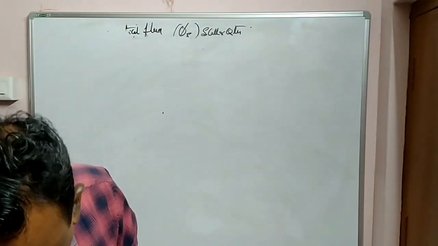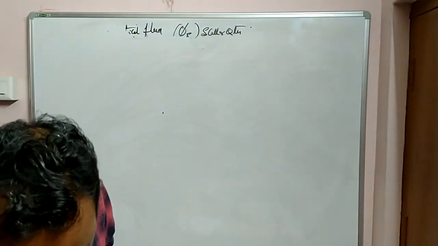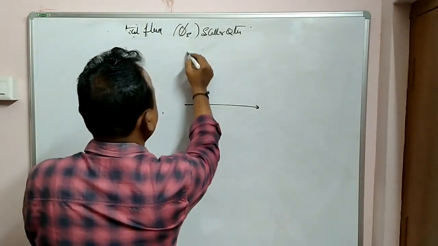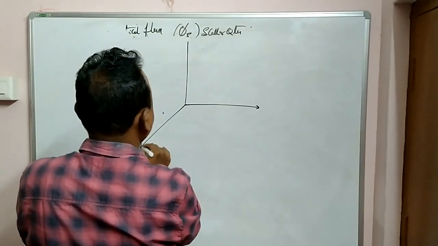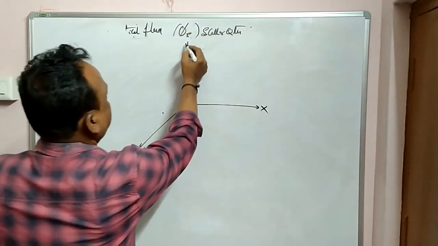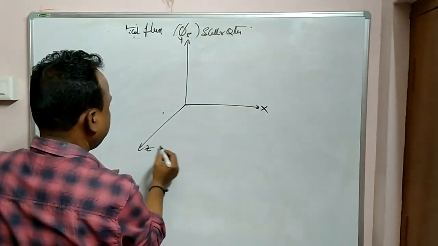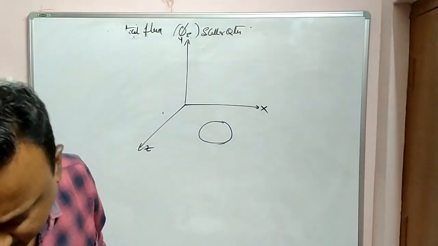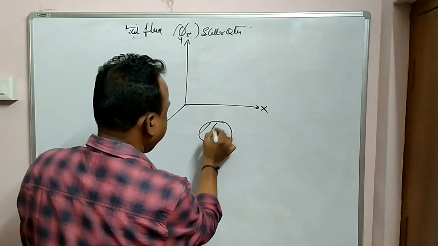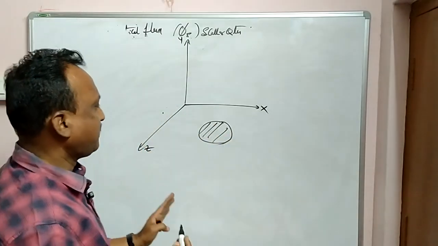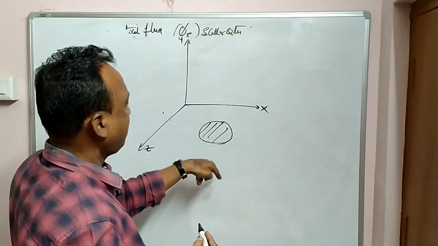Okay. Now let us try to understand another figure. See, X, Y and Z. For example, a body is like this. Now here the area vector is for a 2D figure in the xz plane. So it may be inside or outside.